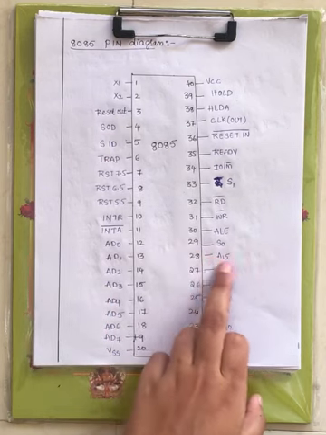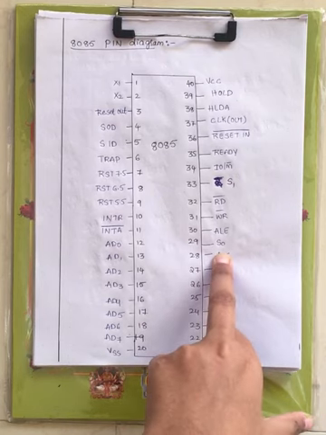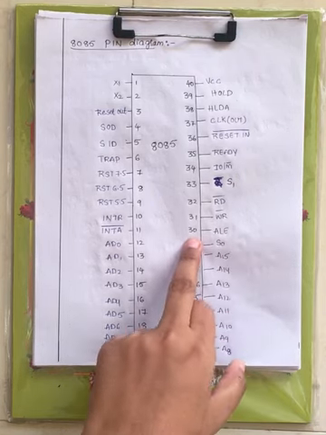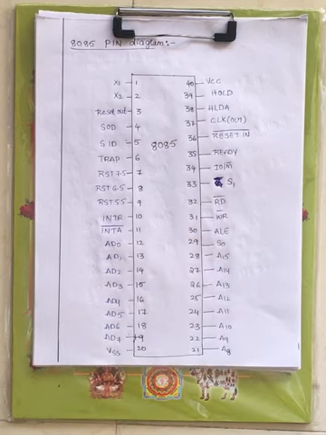And next, at the 29th pin you have S0, status signal 0. S0 stands for status signal 0. And at the 30th pin you have ALE, the address latch enable signal. ALE stands for address latch enable signal.